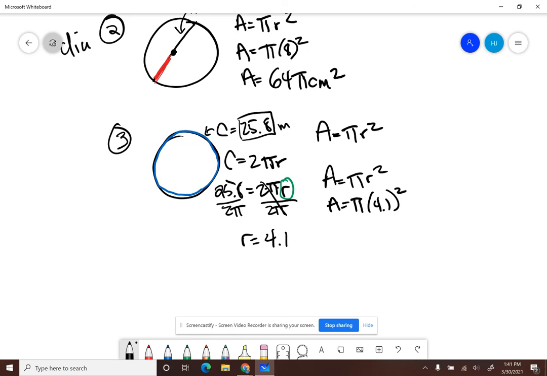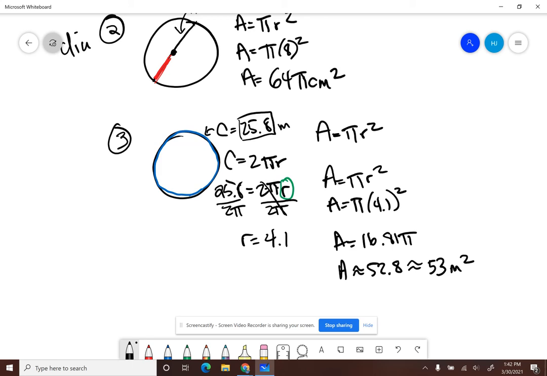And let's see, 4.1 times 4.1 equals 16.81 pi. Okay. And if we needed to take that all the way out, we could go ahead and do that times 3.14. And basically, we're going to come up with 52.8. If we're rounding that to the nearest one's unit, it would be 53 meters squared.